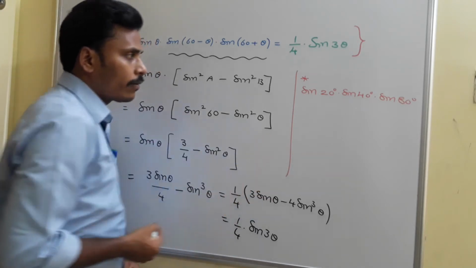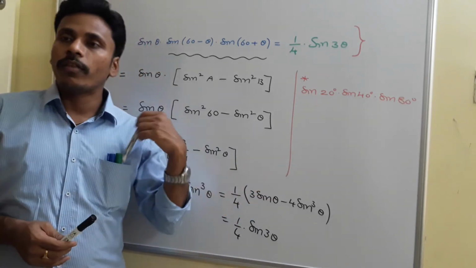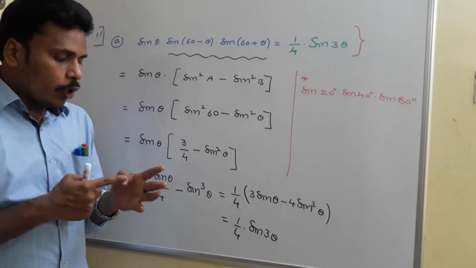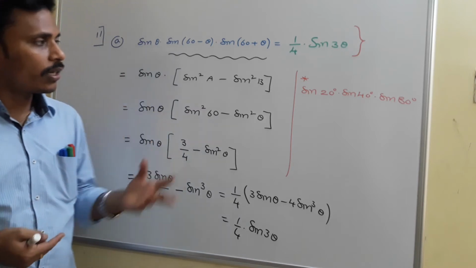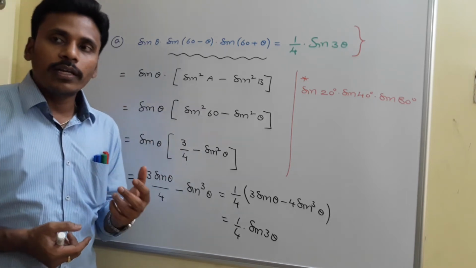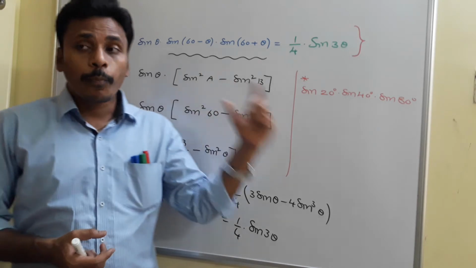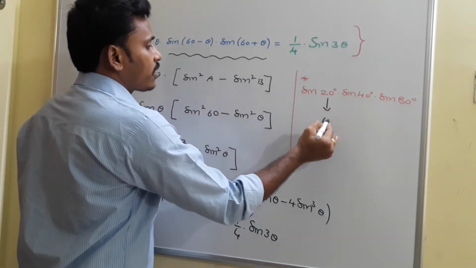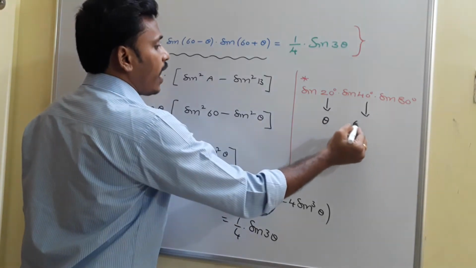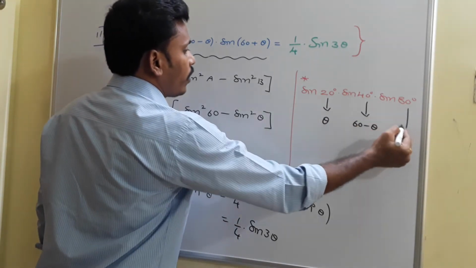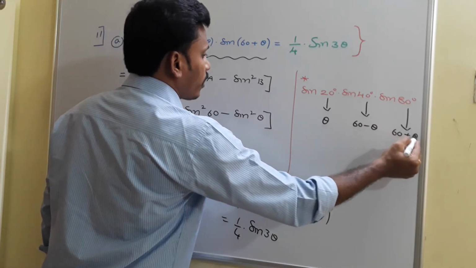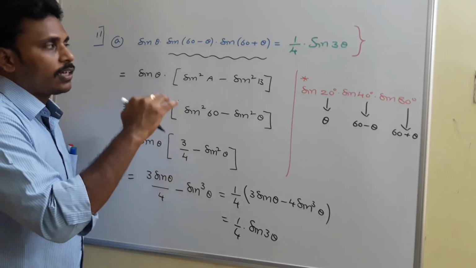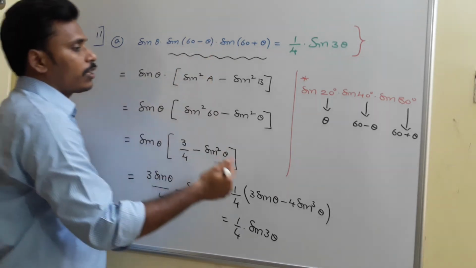Now, if you look there, I need to find the value of the product sin 20 into sin 40 into sin 80. Actually, I don't have the values of sin 20, sin 40 and sin 80 individually; it is not possible to find them. But as a product, there is a way to find it. You need to imagine this 20 degrees as theta, this 40 degrees as 60 minus theta, and this 80 degrees as 60 plus theta. If you view it in that way, sin theta, sin of 60 minus theta, sin of 60 plus theta is nothing but the given thing.